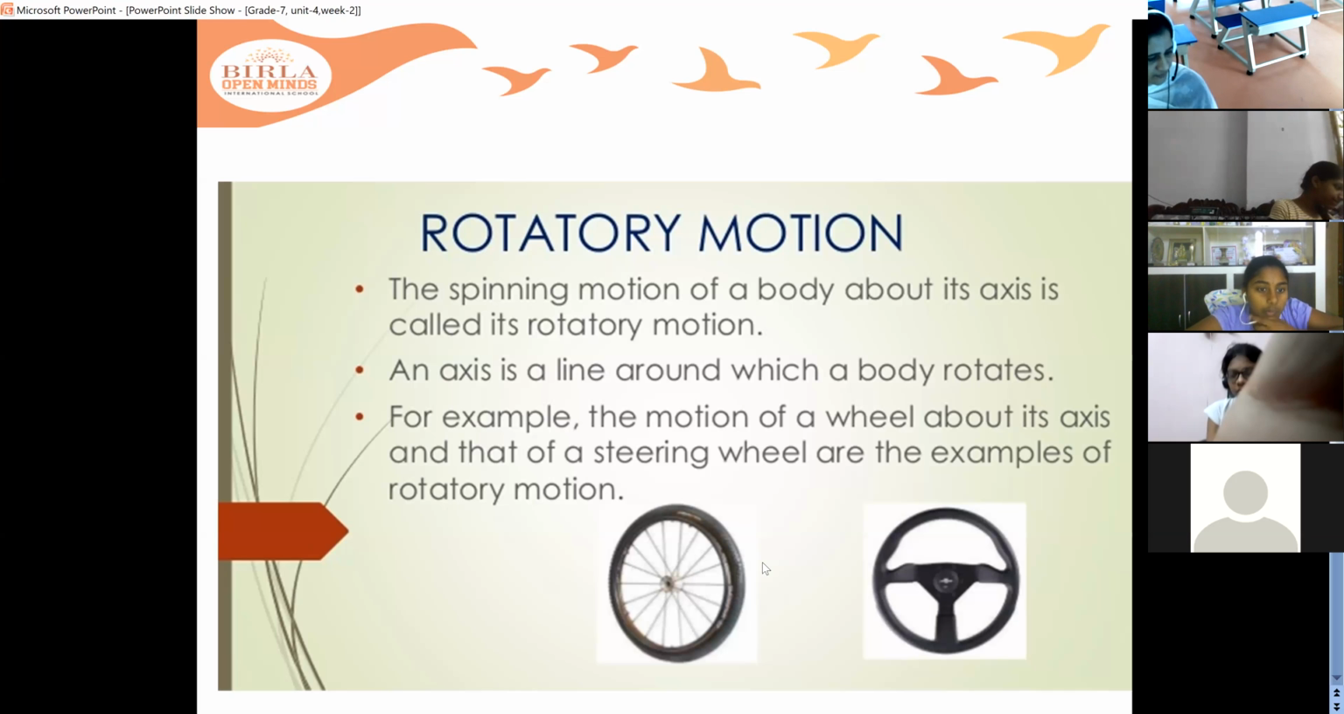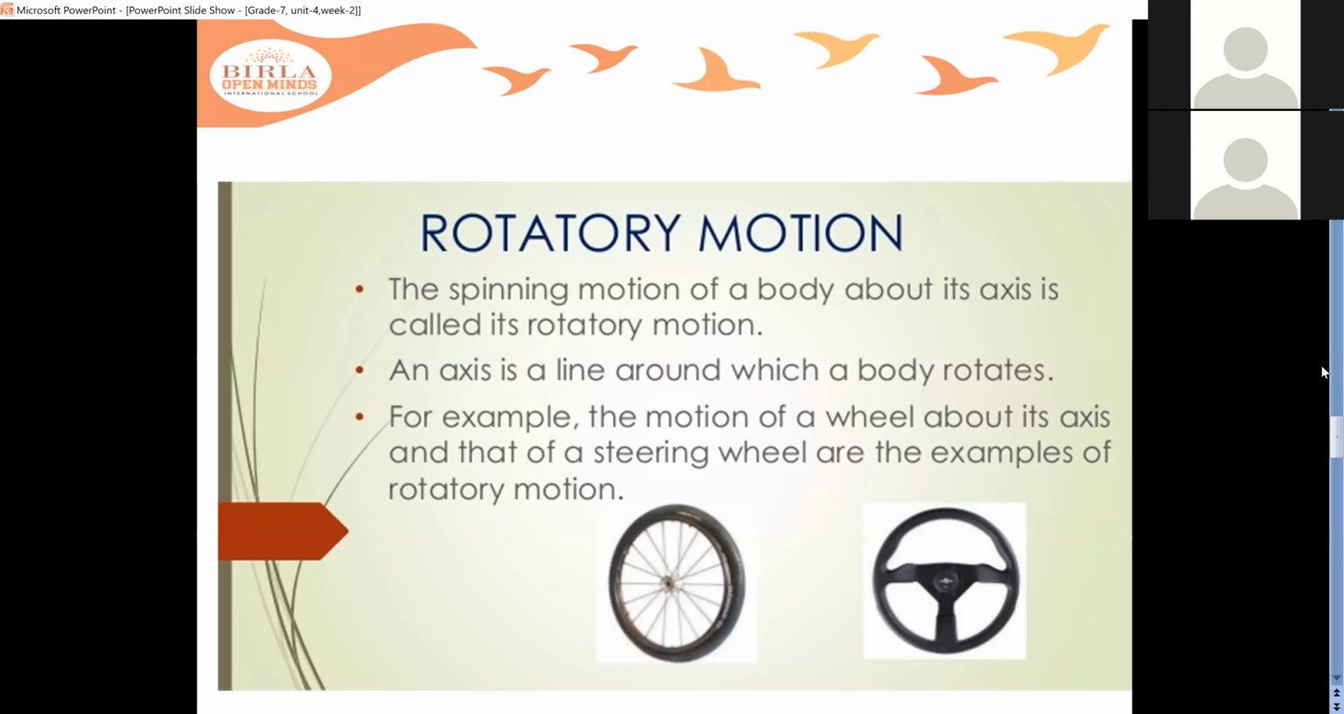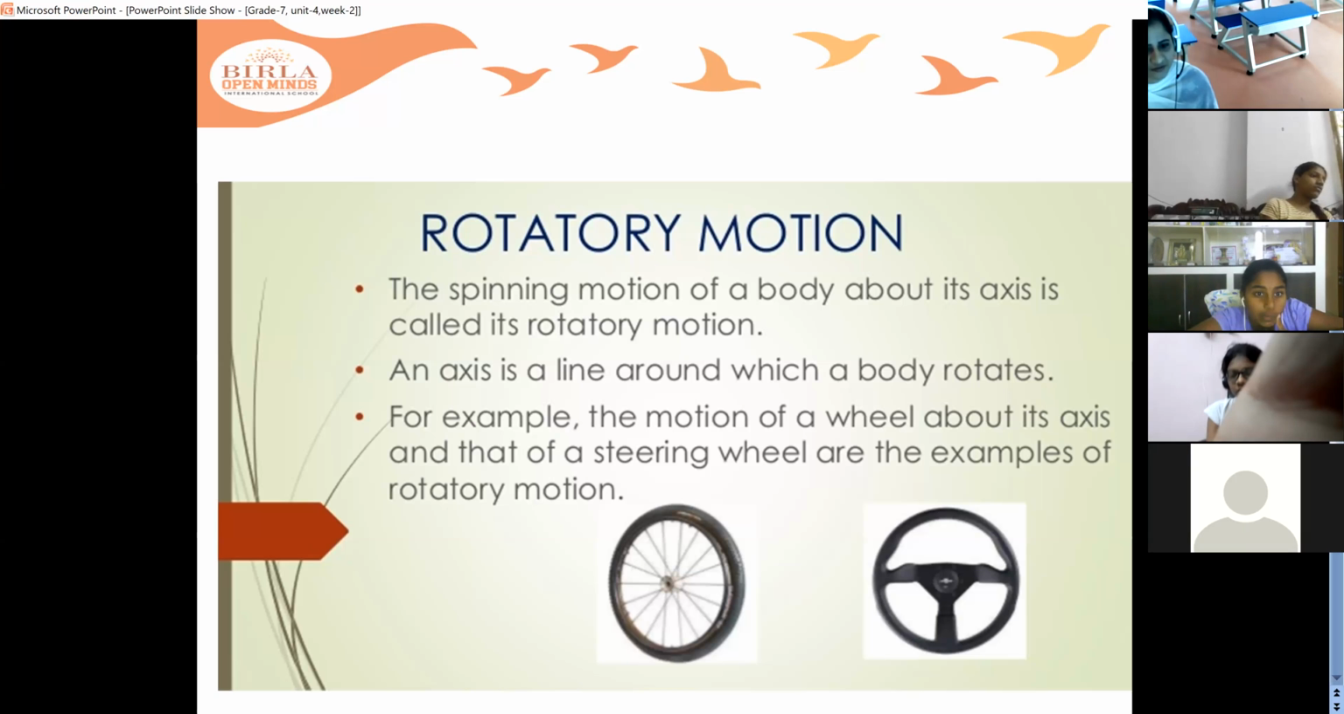So now about oscillatory motion. I hope we've already discussed this. Should I read oscillatory motion, ma'am? Yes, you can. Read it out. The motion of an object is said to be in oscillation. Yes, continue. Nehita, you can continue.